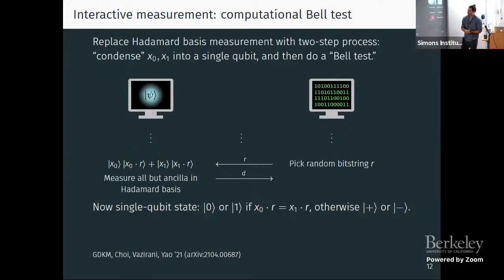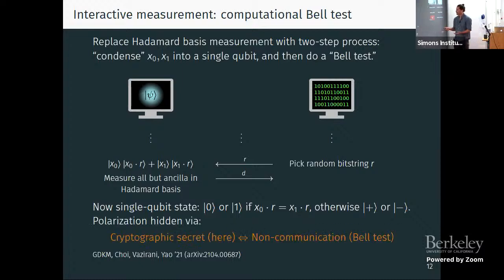Well, it turns out in the CHSH game or in a Bell test, after you measure one of the qubits, the other qubit is also in a maximally mixed state. But what you can do is generate some correlations that even if they don't tell you anything about the state, you can still prove that there was some kind of correlation going on there. So just to make it very clear, in our case, the polarization of this qubit is hidden by the cryptographic secret, and in the CHSH case or the Bell test case, the polarization is hidden by the non-communication between the two measurements or the two parties that are playing the game.